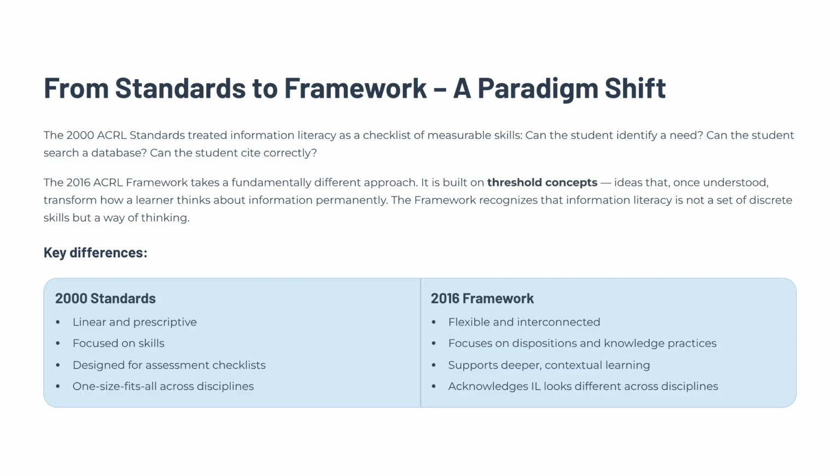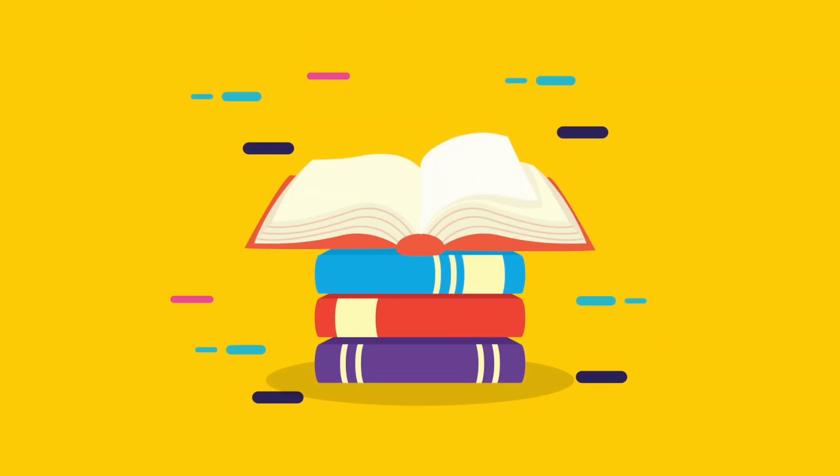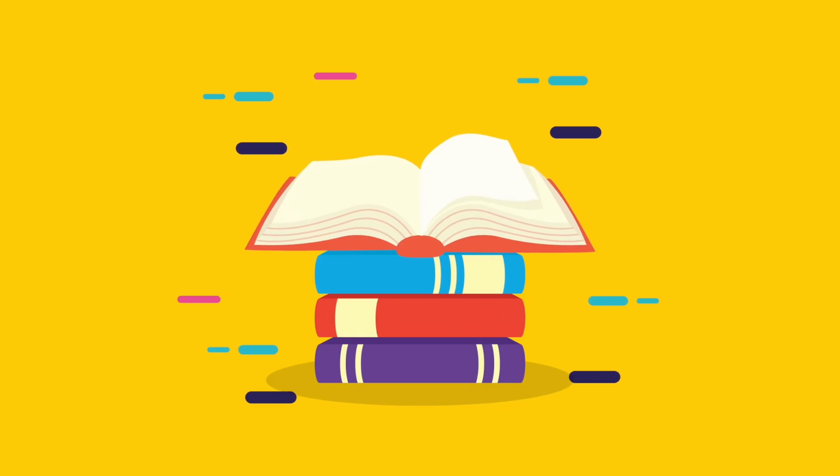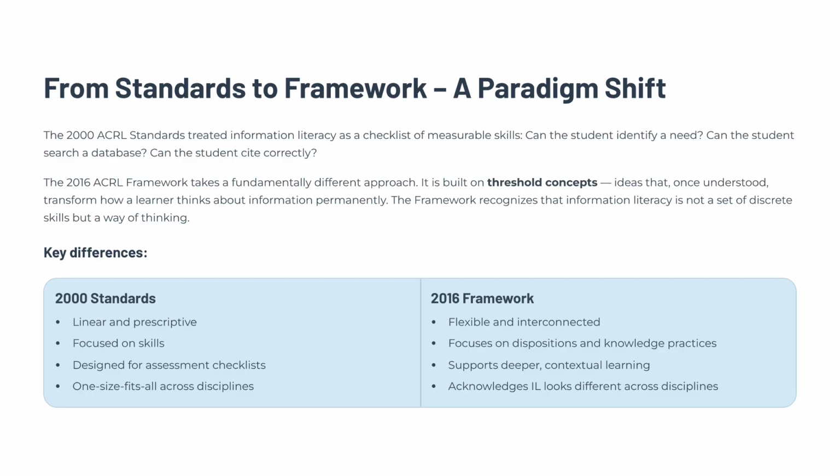Let me give you the key differences side by side. The standards were linear and prescriptive. Do this, then this, then this. The framework is flexible and interconnected. The concepts relate to each other and can be engaged in any order. The standards focused on skills. Can you do this task? The framework focuses on dispositions and knowledge practices. Do you think about information in a sophisticated way? The standards were designed for assessment checklists. The framework supports deeper contextual learning, and critically, the standards were one-size-fits-all, while the framework acknowledges that information literacy looks different in biology than it does in English or nursing or business.